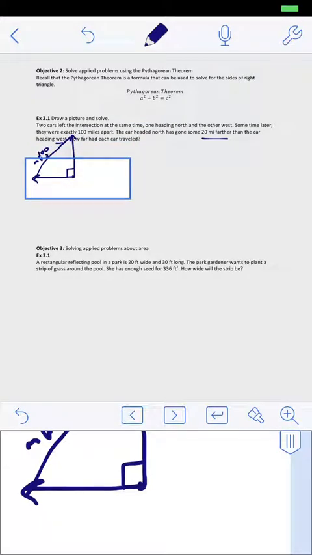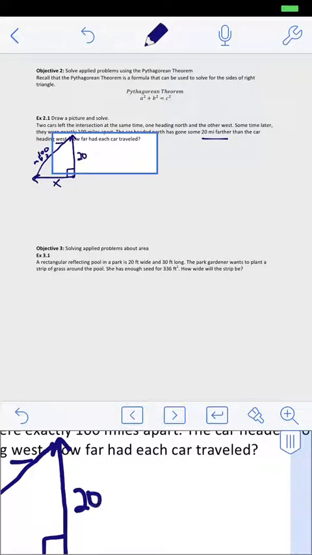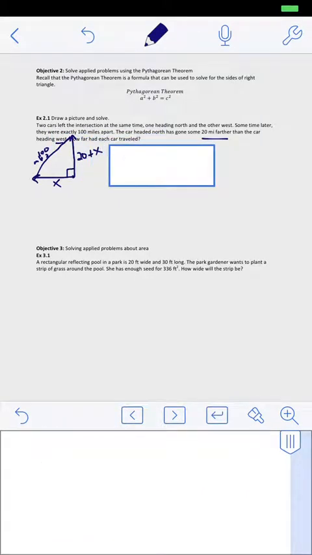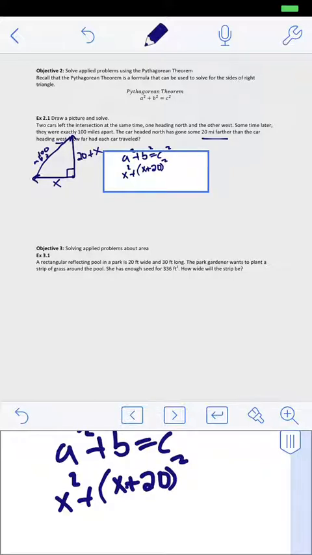Alright, so I know less about the car heading west, so I'm going to make that x. But what I do know is that the car heading north is 20 miles more than the car heading west, right? So it's 20 plus x. Alrighty, now I can use my theorem. A squared plus b squared is equal to c squared. So x squared plus, and I must put this in parentheses, x plus 20 squared is equal to 100 squared.